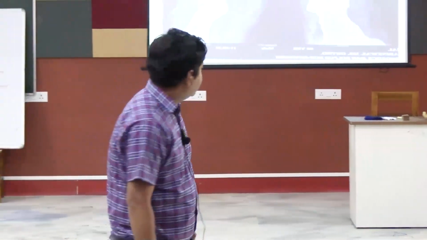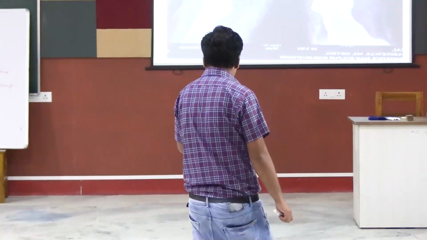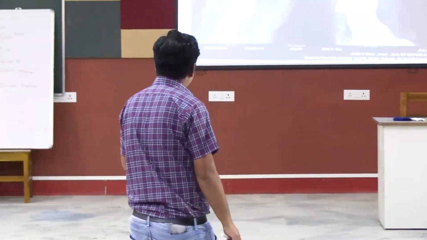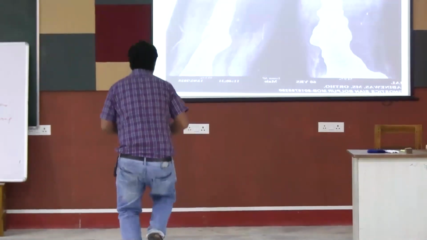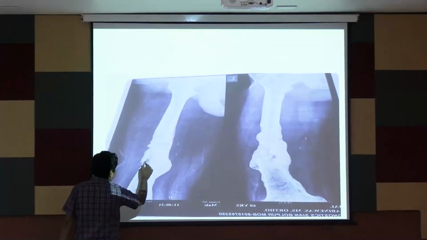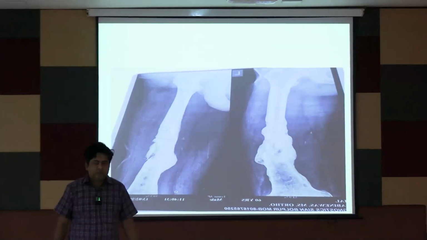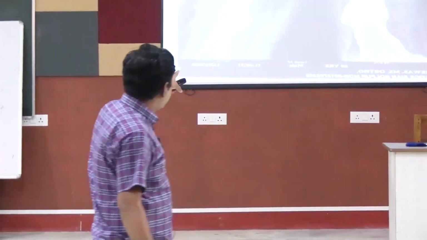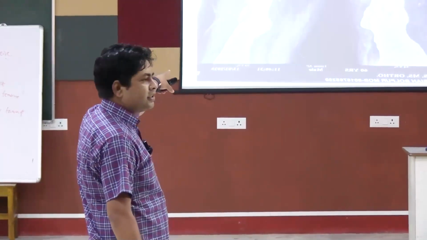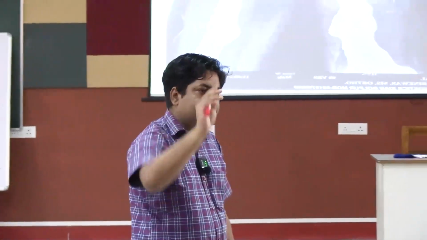This is called sequestrum. Definition of sequestrum: dead piece of bone. This is isolated from the parent bone. This is the pathognomonic feature of chronic osteomyelitis in X-ray, not clinical.